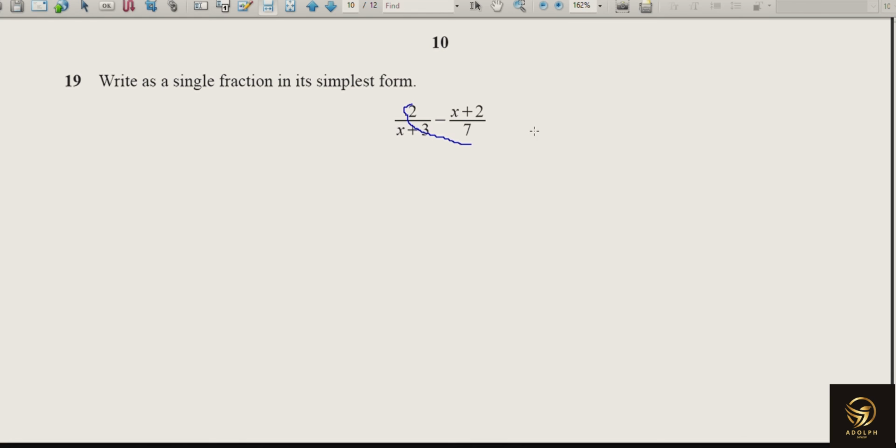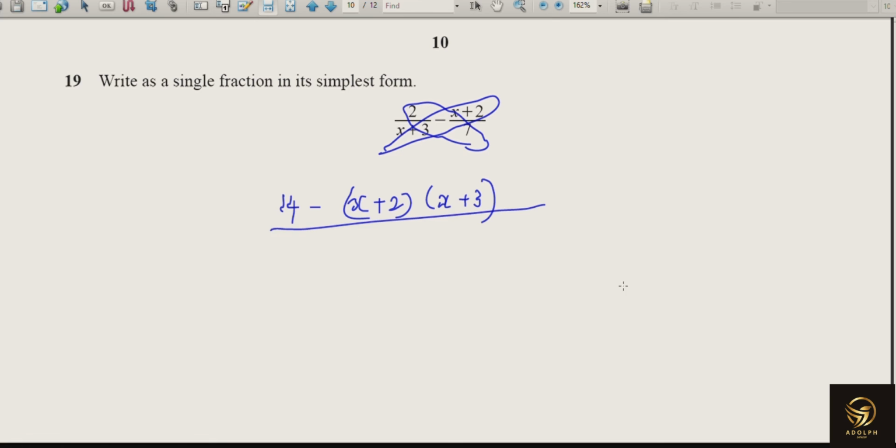So let's cross multiply. That's what we have to do. So 2 into 7 is 14 minus x plus 2 into x plus 3, divided by the denominator, which will be 7 into x plus 3. So don't expand this 7 into x plus 3. Let it remain the same. And one thing you have to keep in your mind, don't multiply this minus immediately. Until you're expanding it, let it remain as the existing value. Don't multiply the minus.